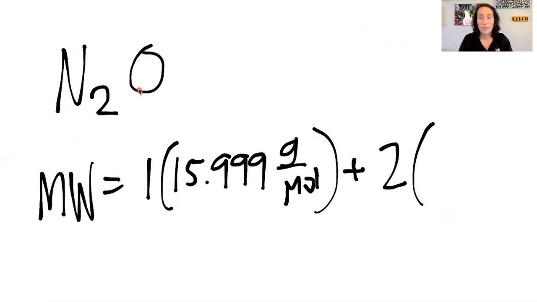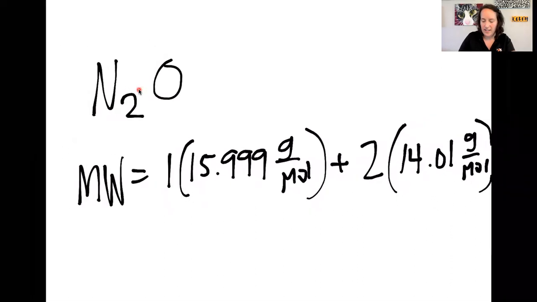plus 2 times the mass of nitrogen. Again, you're going to have to go look on your periodic table. This is something that I would not expect you to know off the top of your head. I know all the rounded numbers that I use, but I don't remember all the exact numbers. So nitrogen is 14.01 grams per mole.